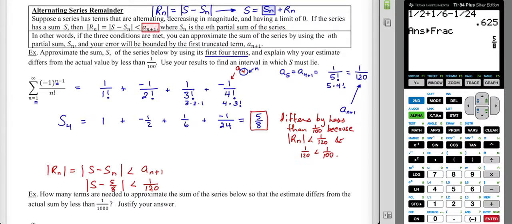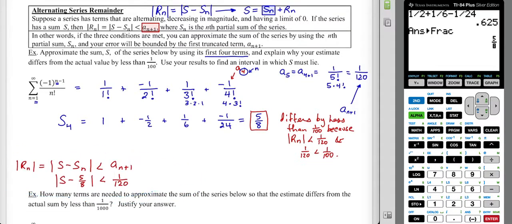Now what we need to do is find an interval in which S must exist. If R sub n is based off this relationship, where the absolute value of S minus 5/8 is less than 1/120th, we can use some algebraic skills and say that negative 1/120th is less than S minus 5/8, which in turn is less than 1/120th. So I'd add 5/8 to all sides, sorry.